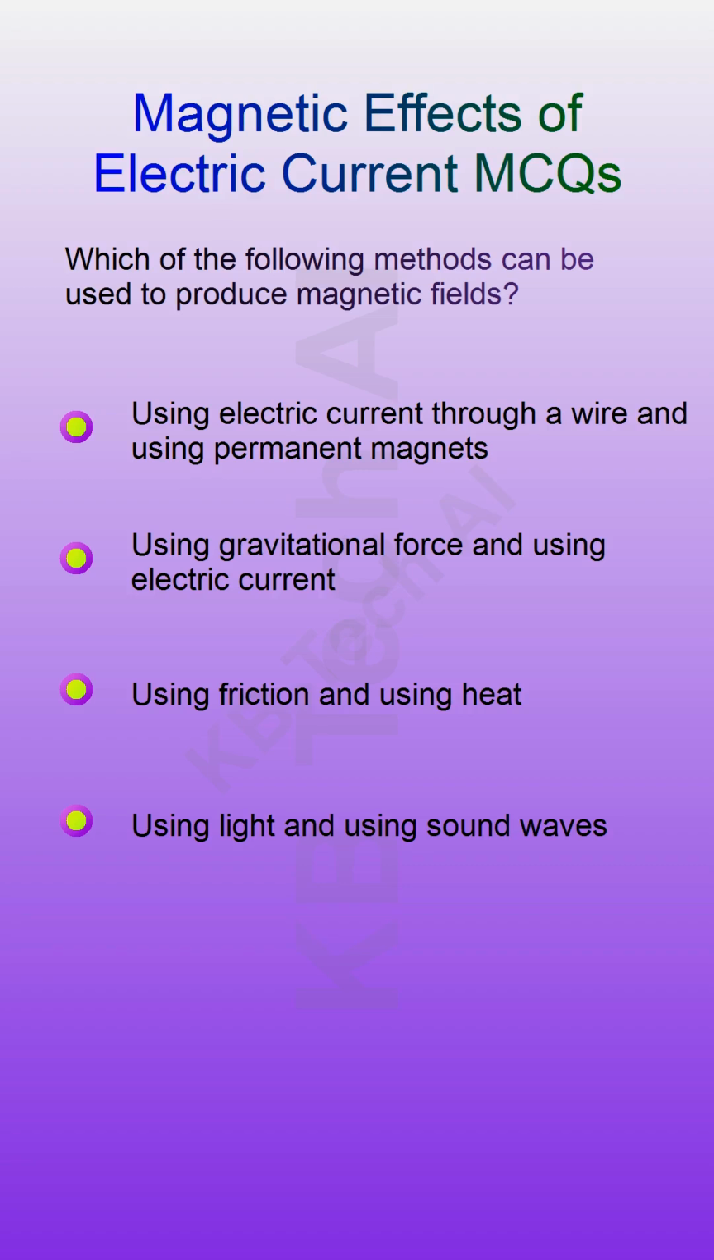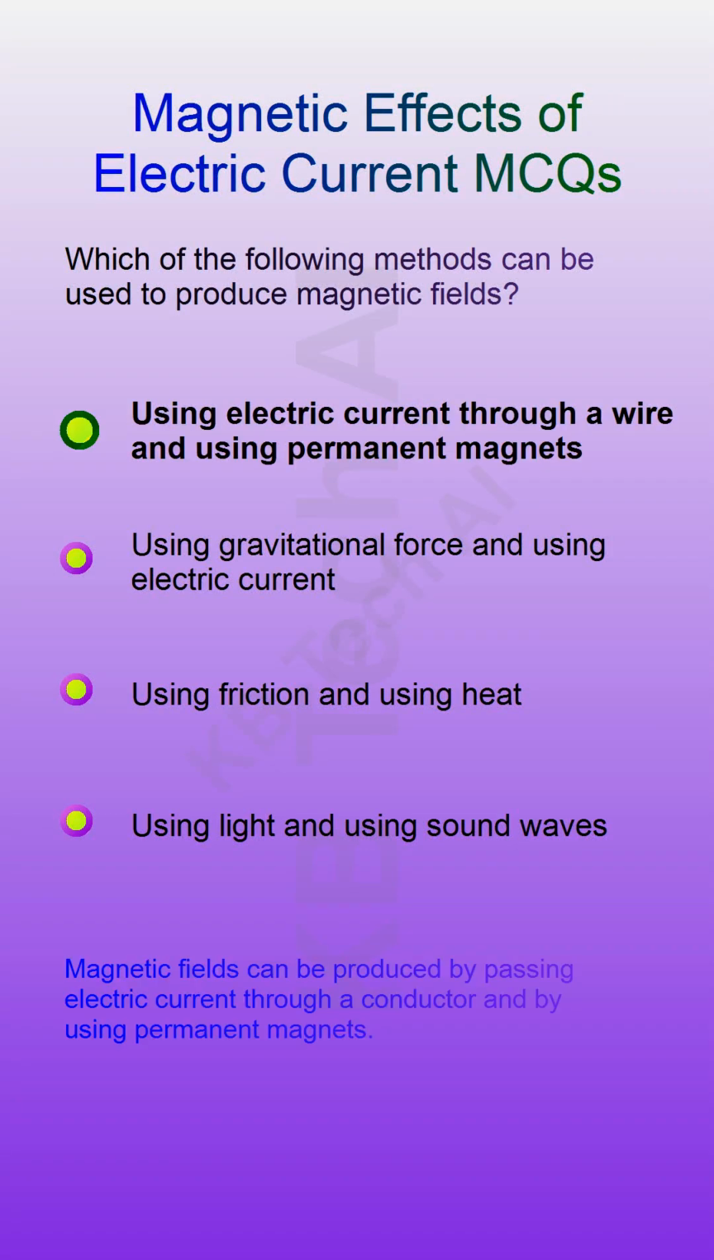Which of the following methods can be used to produce magnetic fields? Option 1, using electric current through a wire and using permanent magnets. Option 2, using gravitational force and using electric current. Option 3, using friction and using heat. Option 4, using light and using sound waves. The answer is, option 1, using electric current through a wire and using permanent magnets.